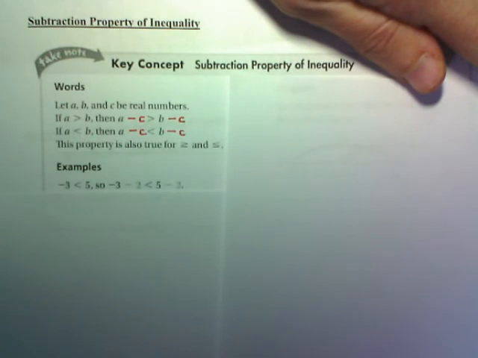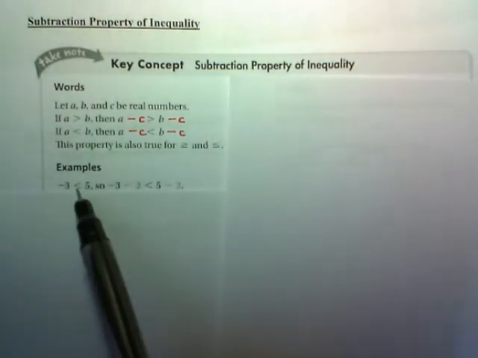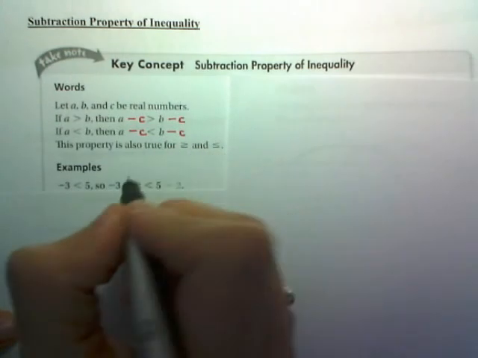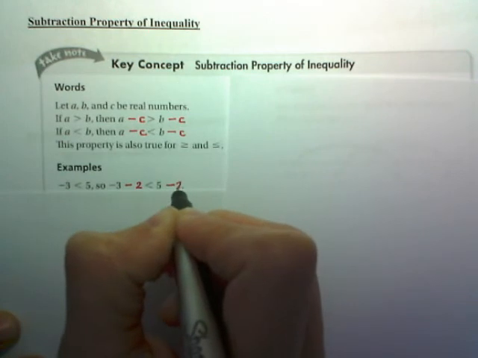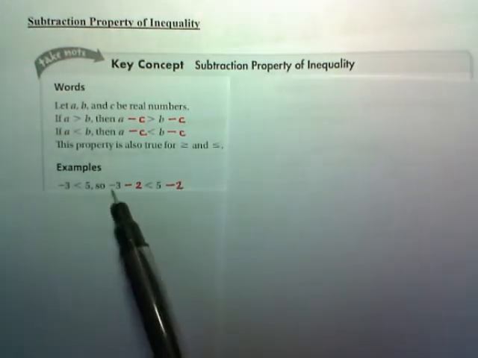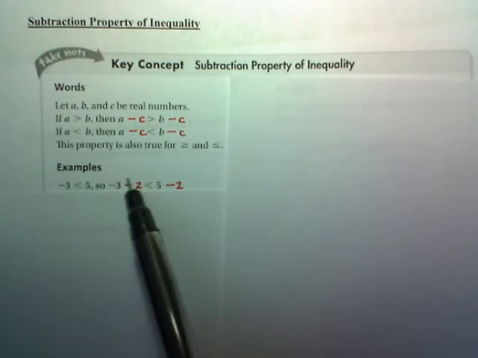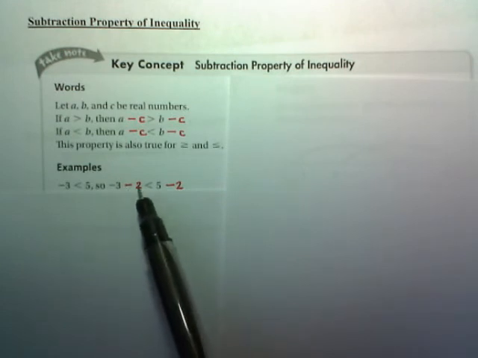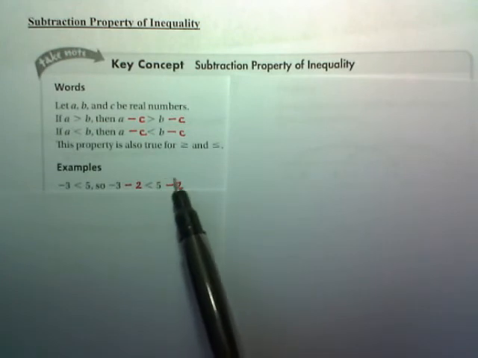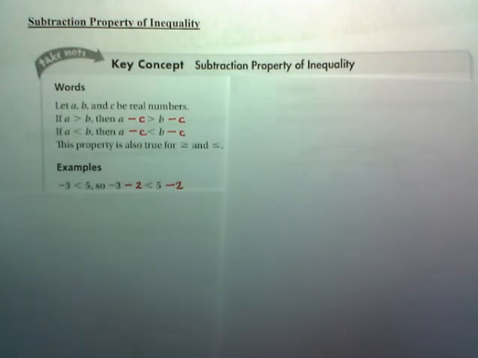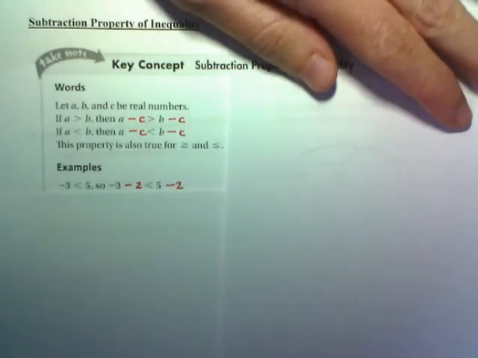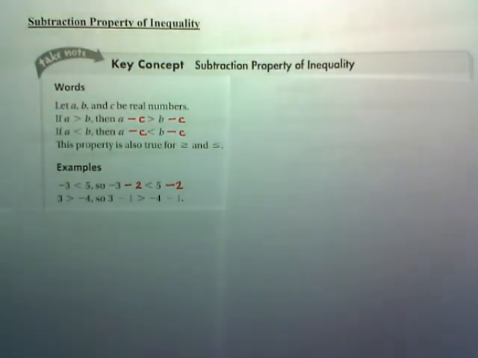The first one is negative 3 is less than 5, which is a true statement. So I could subtract 2 from negative 3, and I could subtract 2 from 5. And think about what you would get. If you're down 3 and you go down 2 more, this would be -5. If I subtract 2 from 5, 5 minus 2, this just gives me 3. Is -5 less than 3? And that is true. So it does hold true with subtracting the same number from both sides. Just like it holds true if you have a greater than symbol, you can subtract the same number from both sides and you still have a greater than symbol.